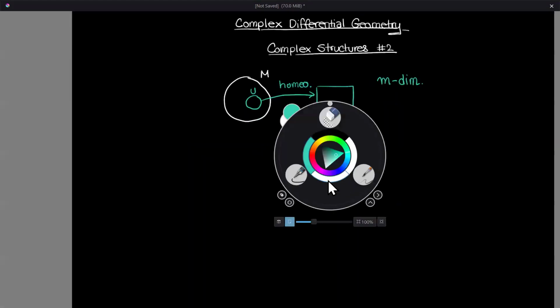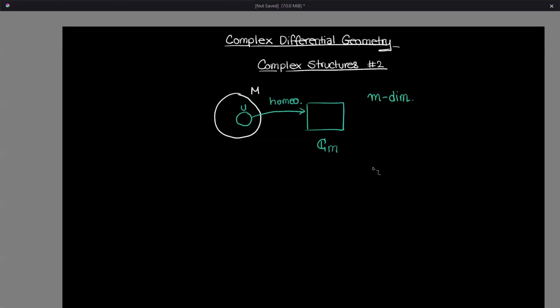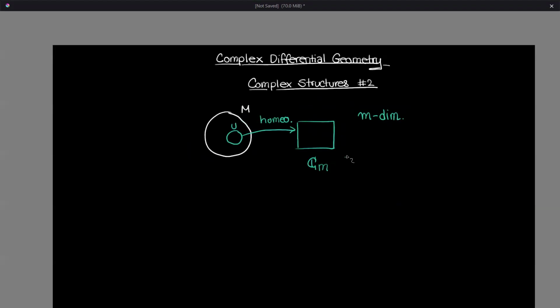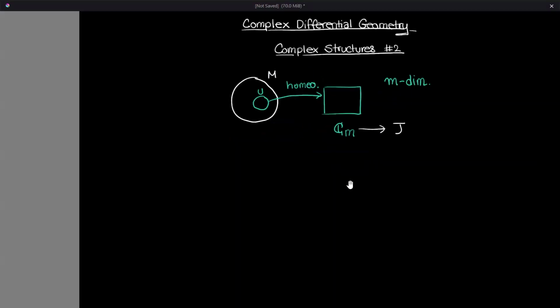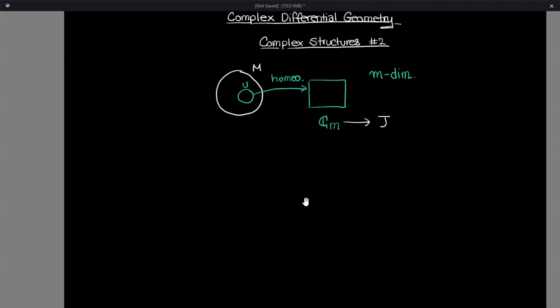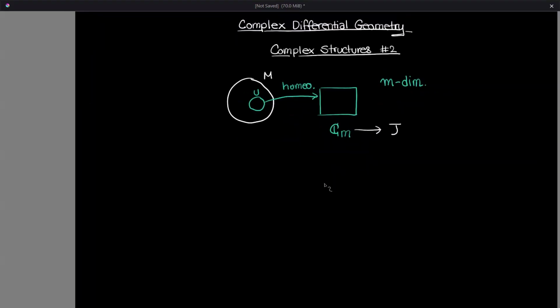So today we're going to continue talking about this complex structure called J on a complex vector space that turns a real vector space into a complex vector space. Before we do that, let's recap briefly what we did last time.